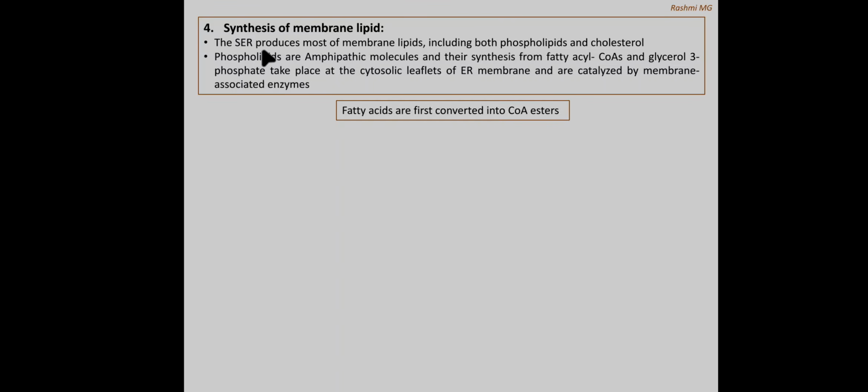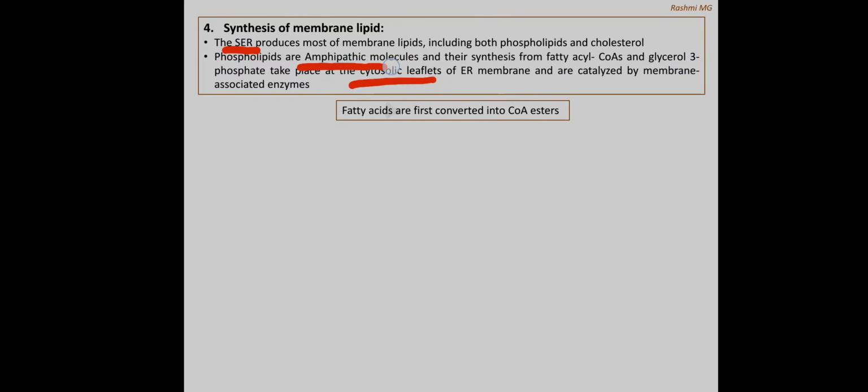lipids, which happens in the smooth endoplasmic reticulum. Most membrane lipids are amphipathic, and they include both phospholipids and cholesterol. Phospholipid synthesis from fatty acyl CoA and glycerol 3-phosphate takes place at the cytosolic leaflet. Make sure you write down this point. It happens in the cytosolic leaflet, and synthesis of membrane lipids happens in the SER.